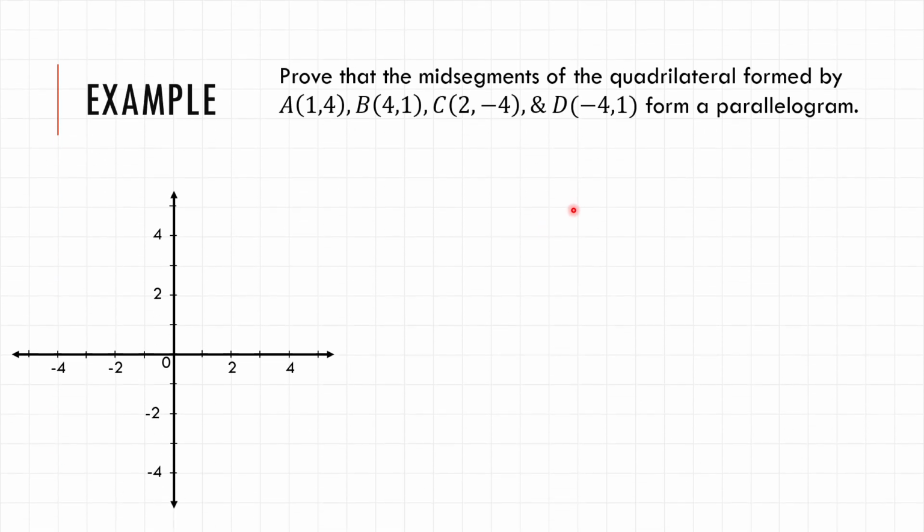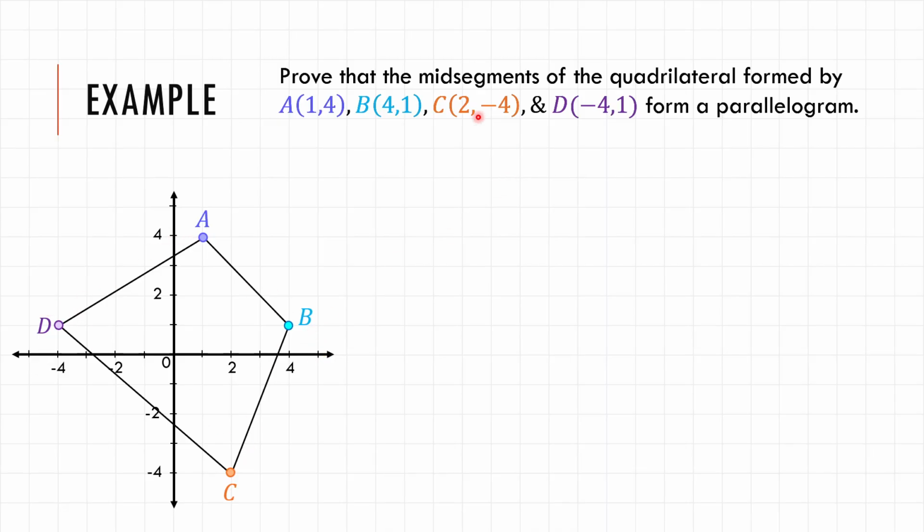Here we're going to prove that the mid-segments of a quadrilateral formed by these 4 points actually form a parallelogram. So let's plot these points here. I've colored them differently just so I could know which points are which by looking at them. So there's A, B, C, and D. And now that's the quadrilateral that it would create.